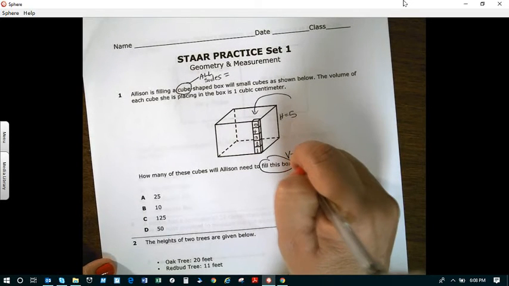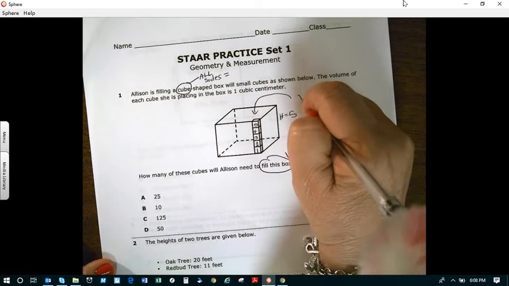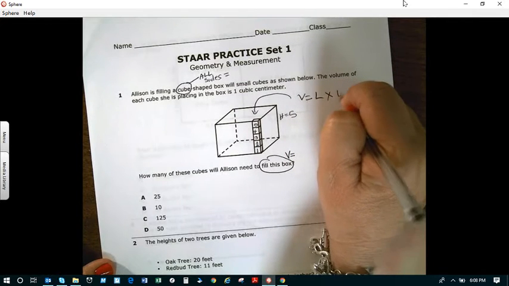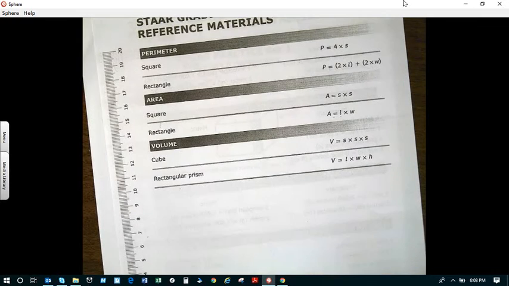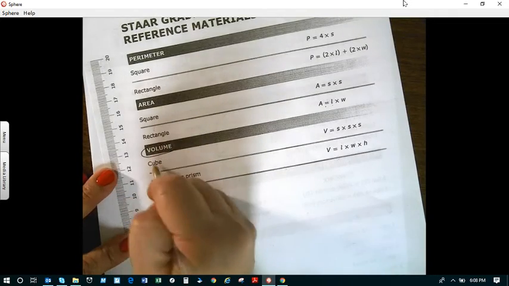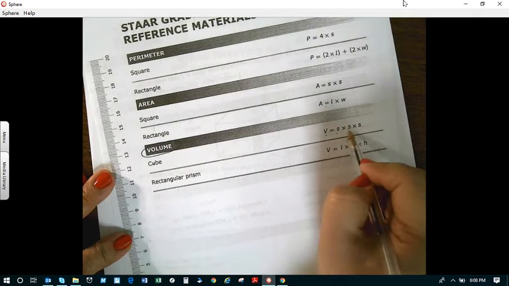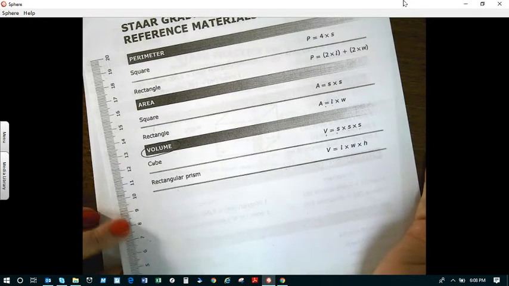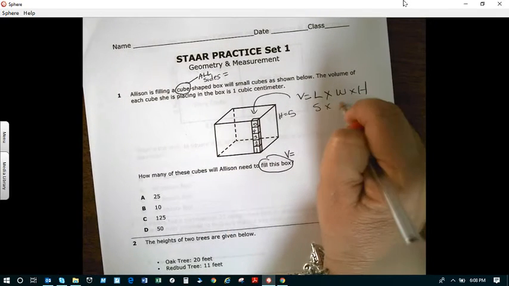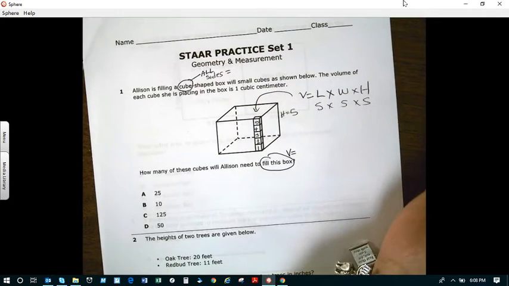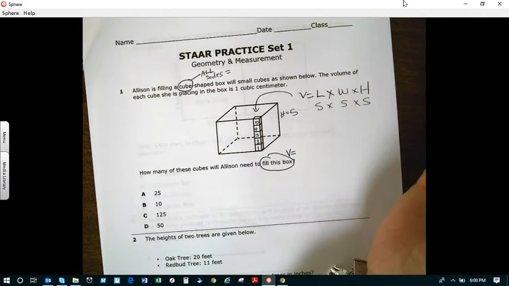Fill the box means volume. So volume equals length times width times height. Now remember, you're going to have this handy dandy sheet on the STAR test. It is right there, so you take it out, tear it out, and use it. I know that my volume for a cube is side times side times side, because all of these sides have equal measurement. So you can do side by side by side, or length times width times height. You're multiplying all 3 dimensions together.